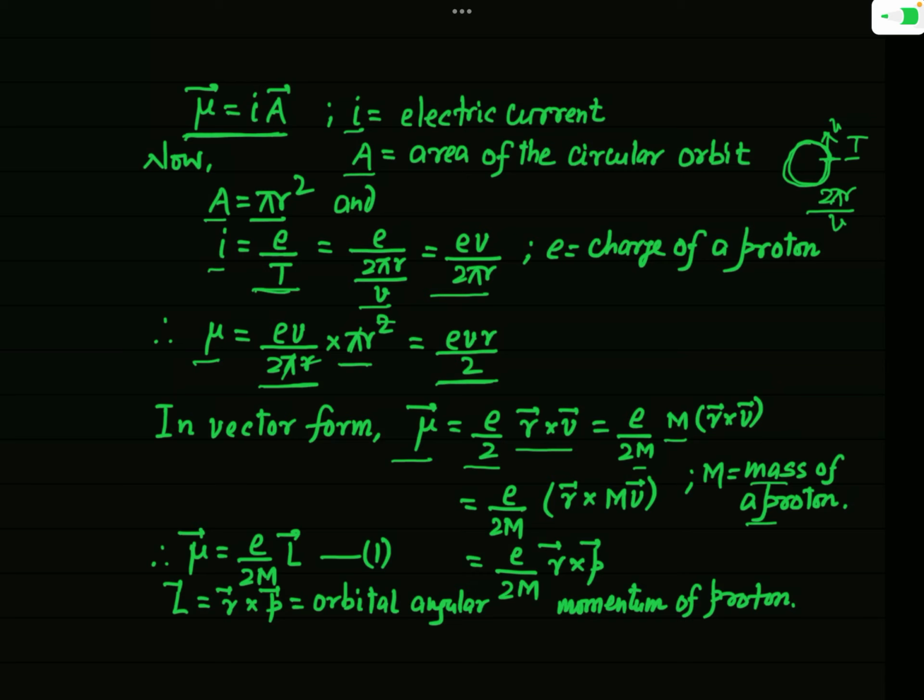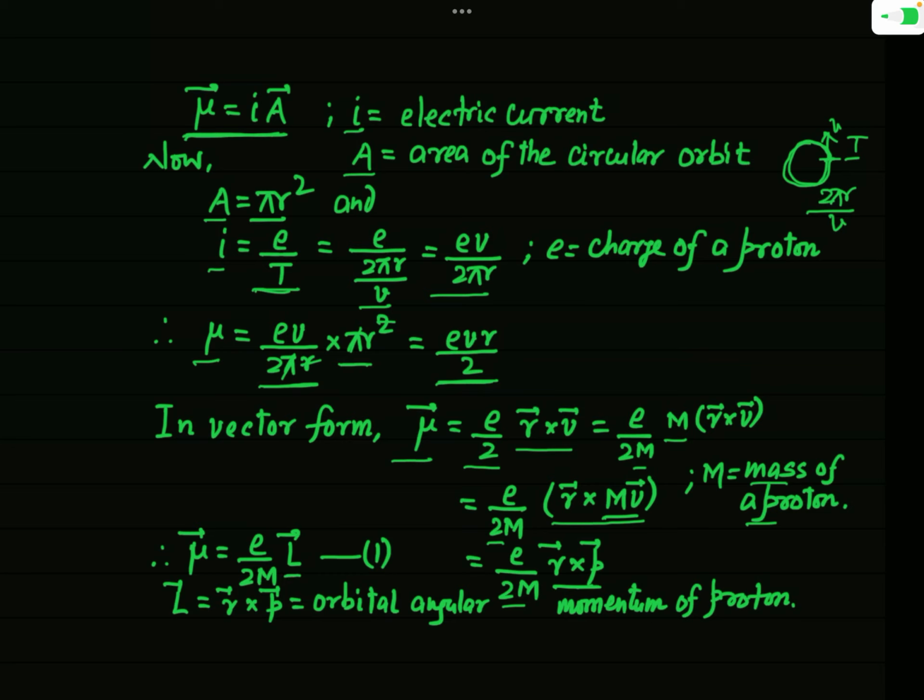Now you can write it E over 2m times r cross mv, because m is a scalar, so you may associate this m with v. But what is this mv? mv is simply the linear momentum p of the proton. So mu can be written as E over 2m times r cross p. But you know, r cross p is the orbital angular momentum L. So r cross p has been replaced by L. So mu is equal to E over 2m times L.